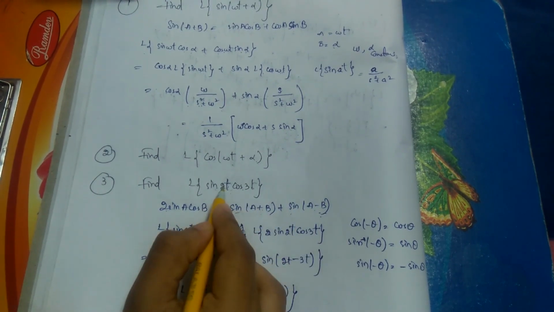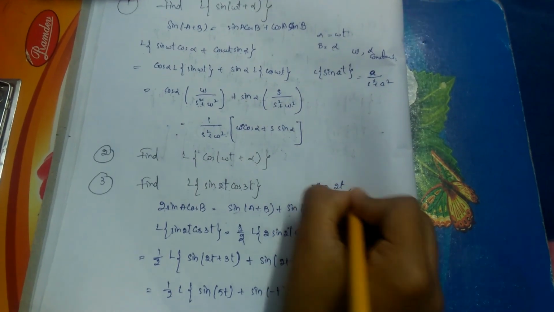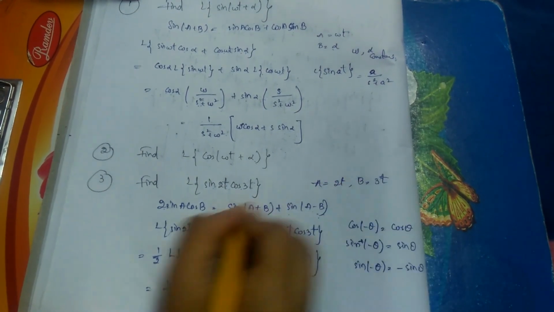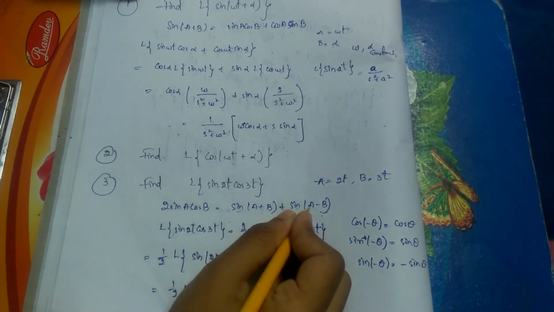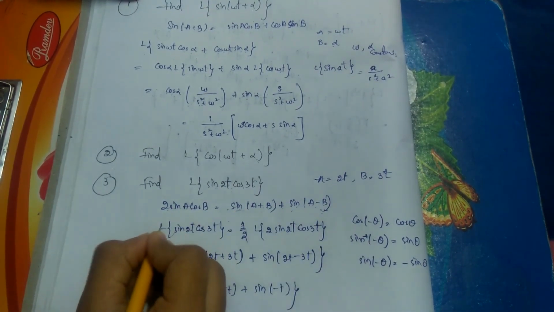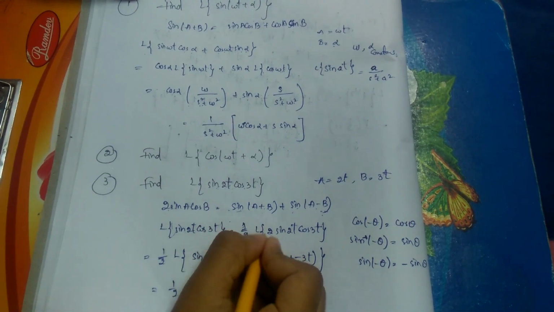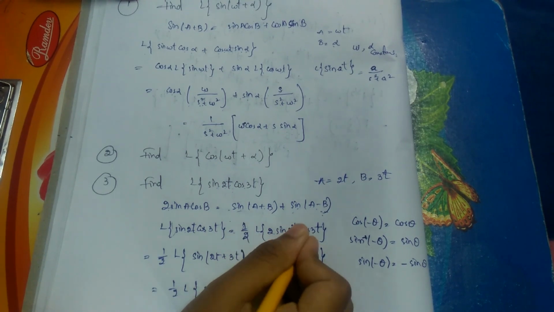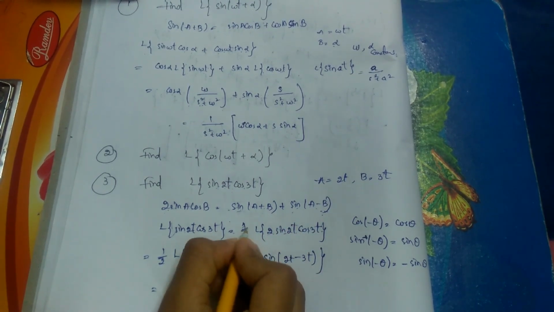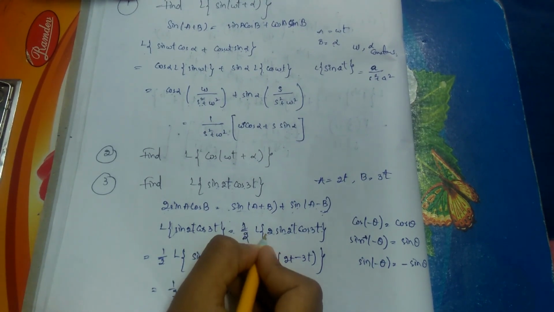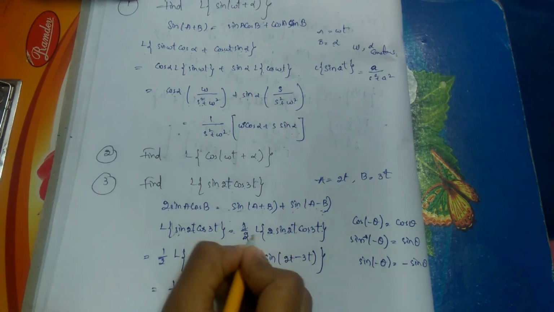Here a is equal to 2t and b is equal to 3t. So 2 sine a cos b is sine of a plus b plus sine of a minus b. So the Laplace transform of sine 2t cos 3t can be written as 1 by 2 Laplace transform of 2 into sine 2t cos 3t. Here we are multiplying and dividing by 2, and 1 by 2 into 2 gives 1 again, so it comes back to the same.